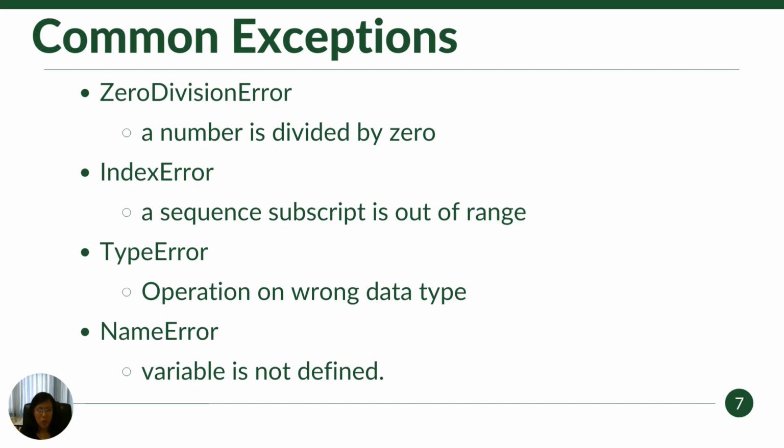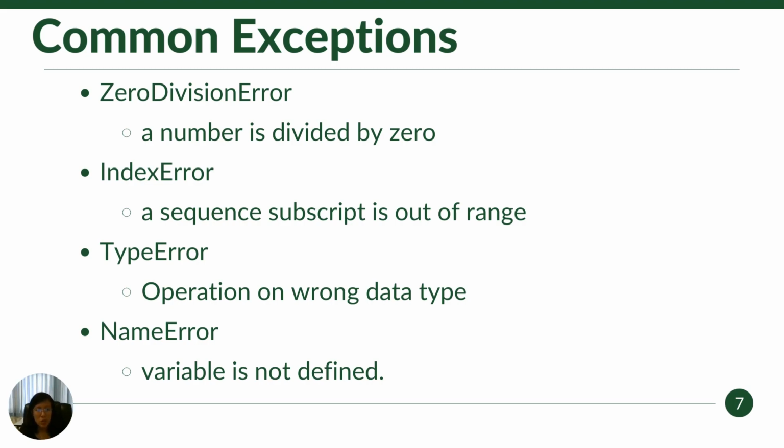Similarly, when you are trying to do an operation on the wrong data type, for example, doing a mathematical calculation on the string data type, you will get the type error. And sometimes we forget to declare variables, to give a name to the variables, and then later we use these variables. Then you get the name error. Of course, there are many other exceptions. I hope you go and study the given readings.